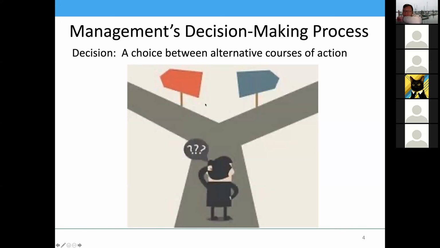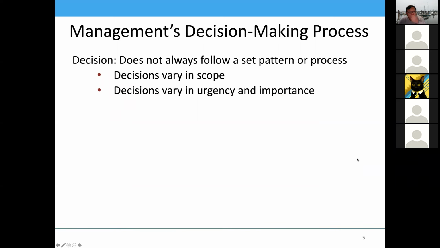So what is a decision, right? We are talking about the management decision-making process. When we talk about decision, what do we mean by that? Apparently you are facing a choice with alternative options. Which course of action are you going to take? You have to make a decision. That's the decision.